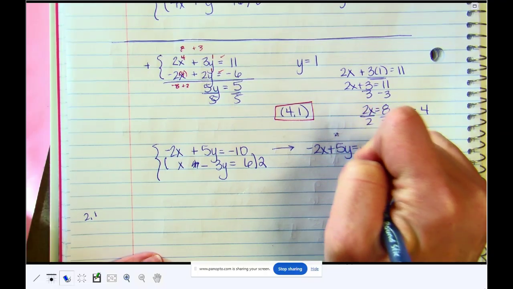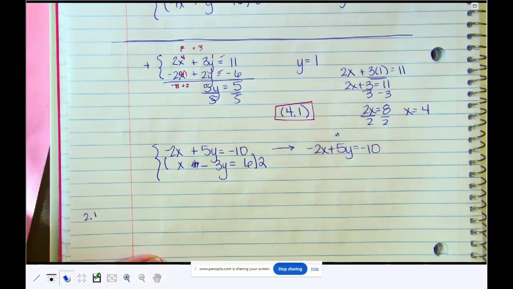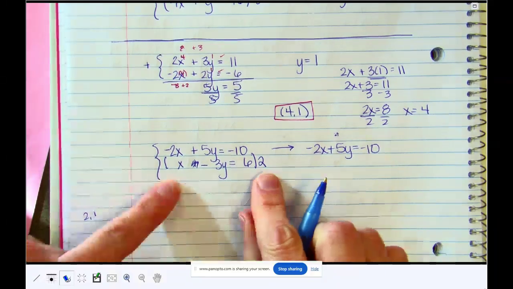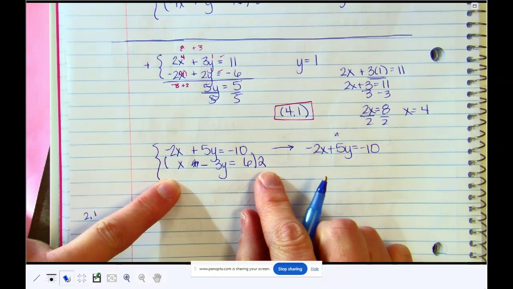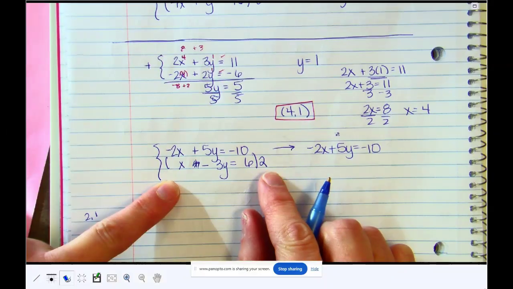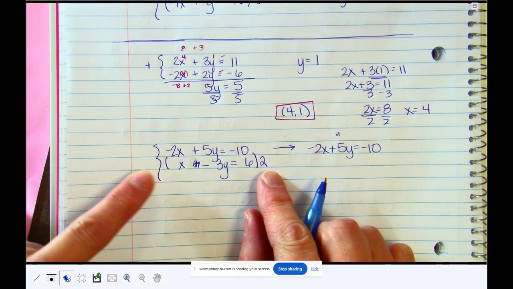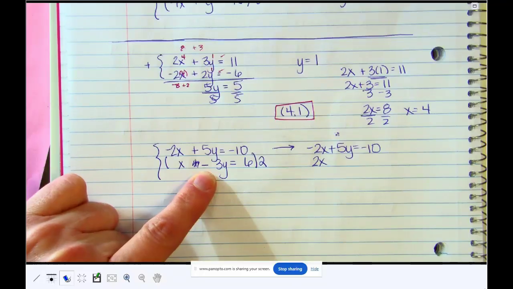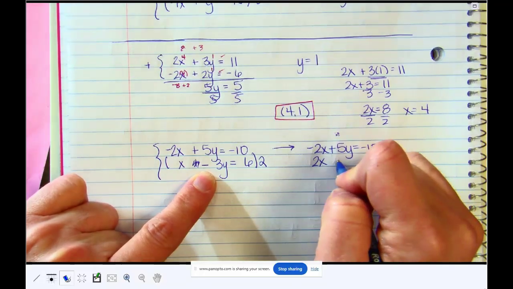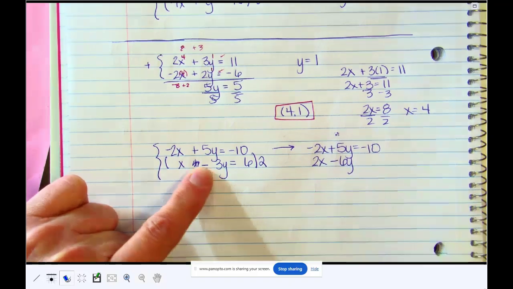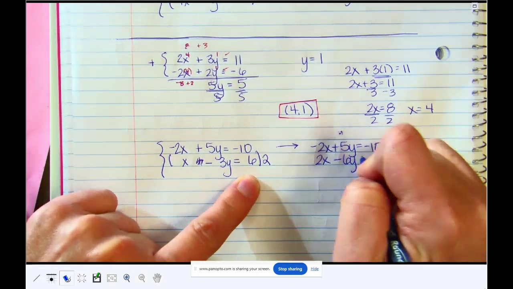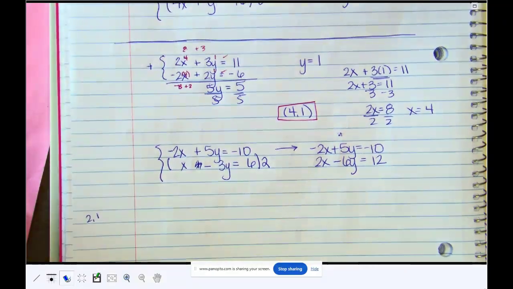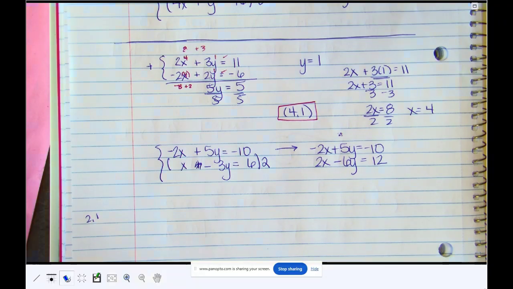The top does not change. We didn't change it. The bottom we're multiplying by 2. Okay, when you do this, number one mistake with this is people don't multiply all the pieces by 2. So 2 times the x is 2x. 2 times the negative 3y is what? Negative 6y, because it's negative. And then 2 times 6, which is 12. Now we have something that will eliminate and set us up for our one-step equation.